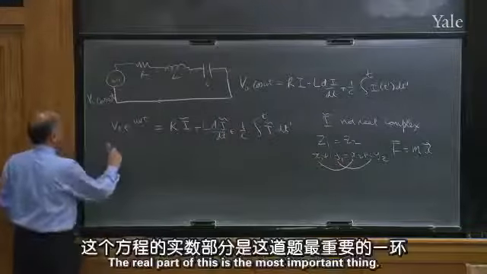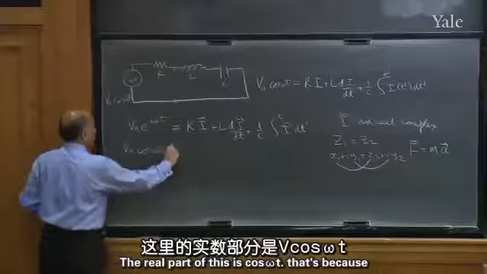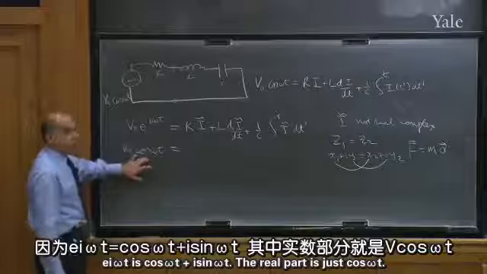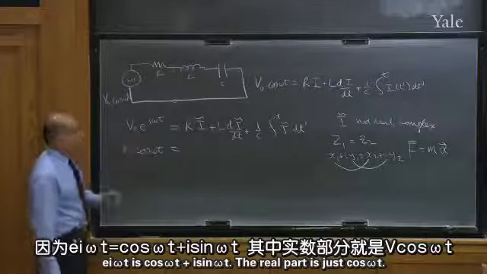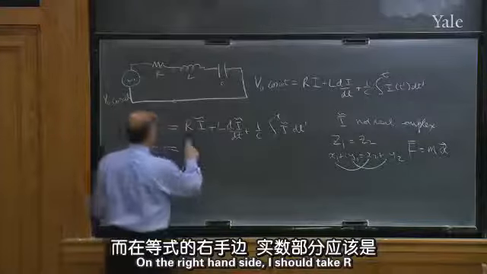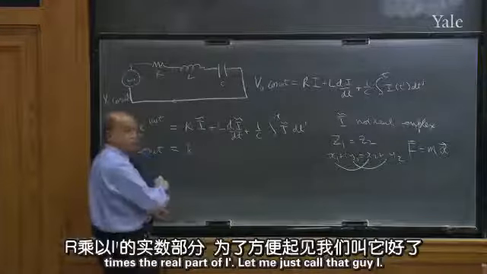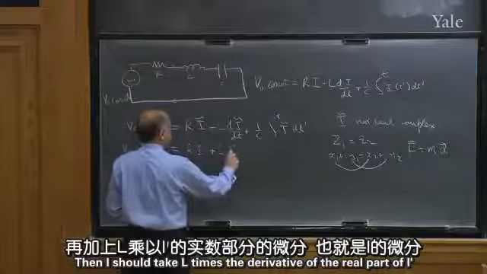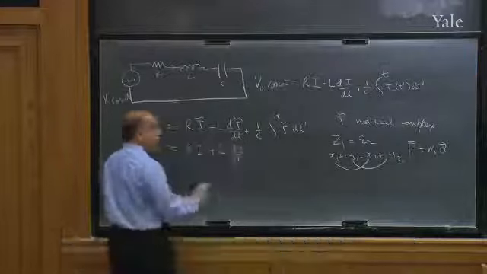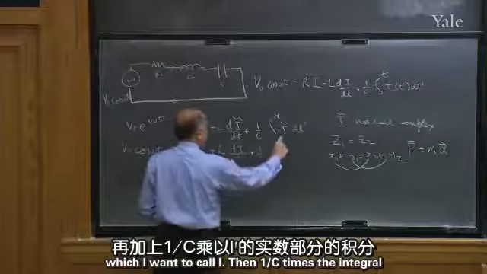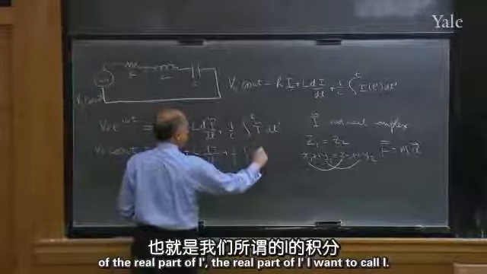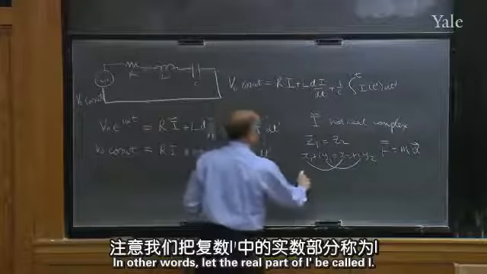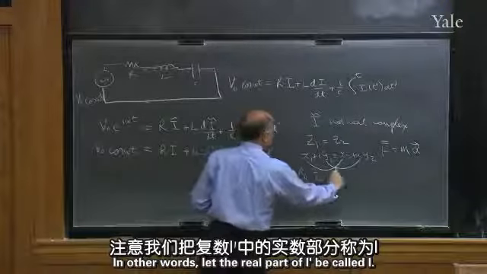The real part of this is the most important thing. The real part of this is cos omega t. That's because e to the i omega t is cos omega t plus i sine omega t. The real part is just cos omega t. On the right-hand side, I should take R times the real part of I twiddle. Let me just call that I. Then I should take L times the derivative of the real part of I twiddle, which I want to call I. Then 1 over C times the integral of the real part of I twiddle. The real part of I twiddle, I want to call I. In other words, let the real part of I twiddle be called I.